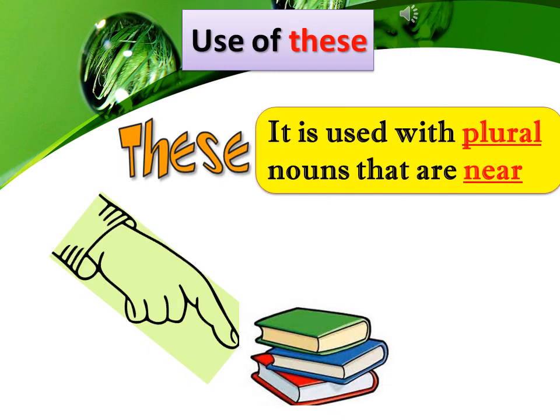Now these is the plural of this. So these is used with plural. Again here the difference is plural. شفنا this مع singular, دابا these with plural nouns that are near, خصهم يكونوا قراب. Example: these books, okay, these books.